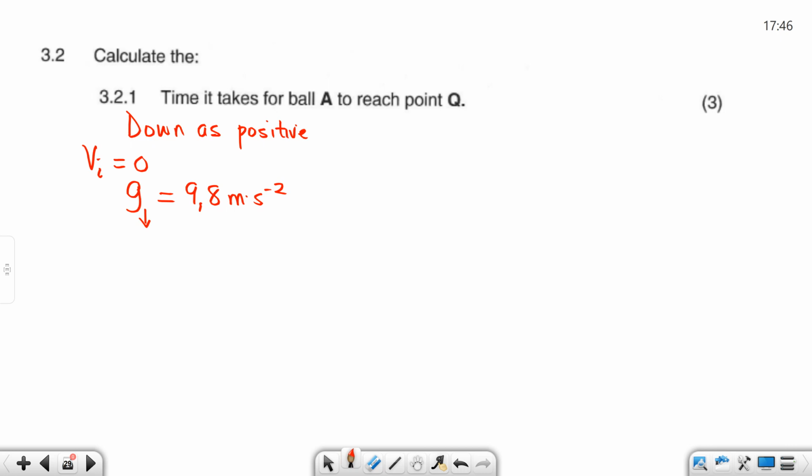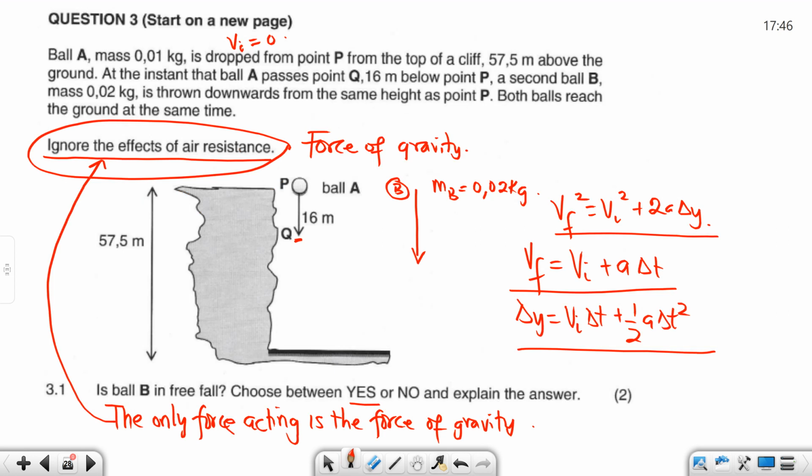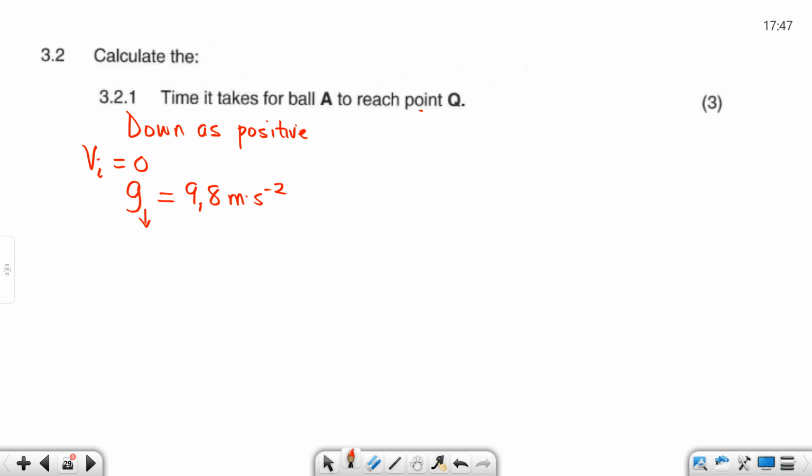This is what you do. If you don't do this, you get confused on which formula to use. Again, we're still dealing with ball A. Let's go back to the question. It says, ball A to reach what? When you want to do vertical projectile, always ask yourself something. You need 2 points, your start and your stop. Where are we starting from? We're starting from the point it was dropped. And where are we ending? Point Q.